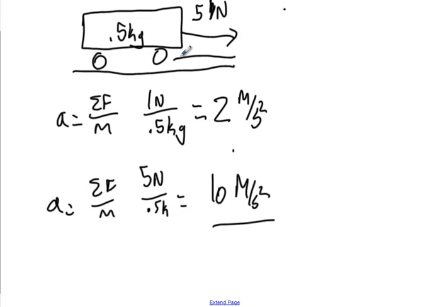You'll notice this does not mean the object's moving at 2 meters per second or at 10 meters per second. It's getting faster at that rate. We actually didn't have carts that were quite 0.5 kilograms because we had other things on them. But this is how we use Newton's second law. All we have to do is find the net force, find the mass, and we can find the acceleration. We can also use it in other ways.